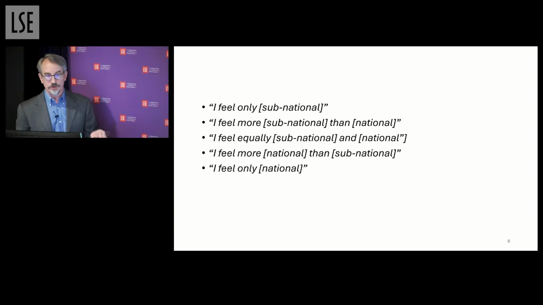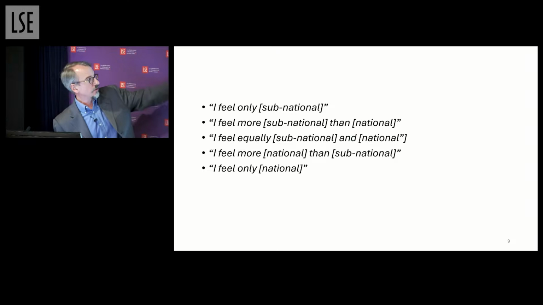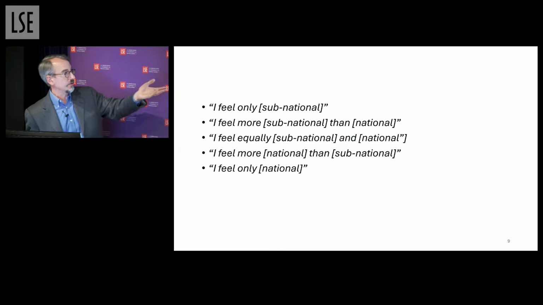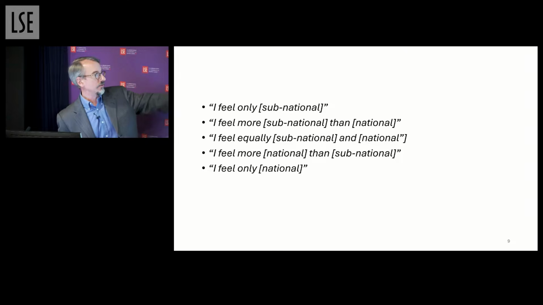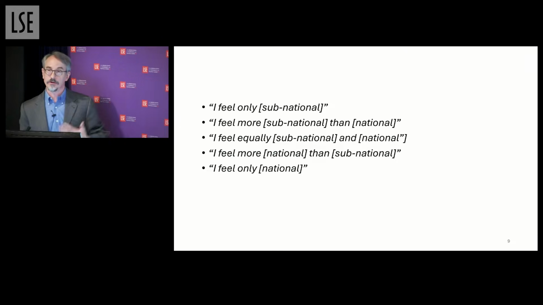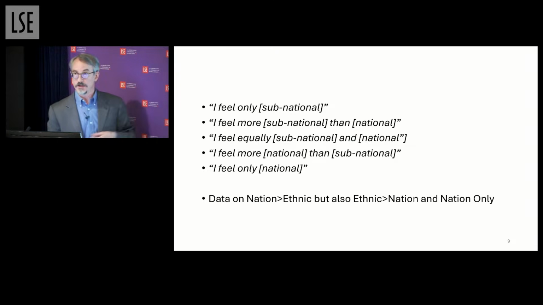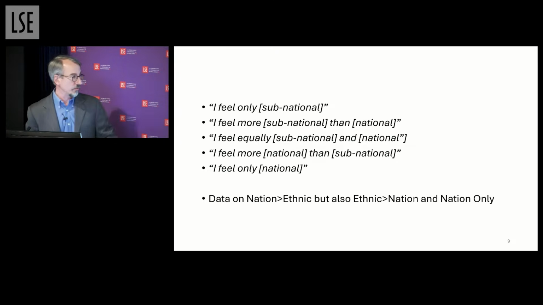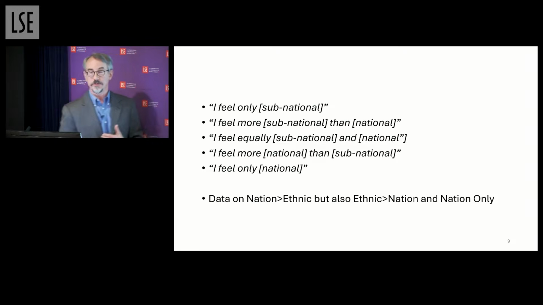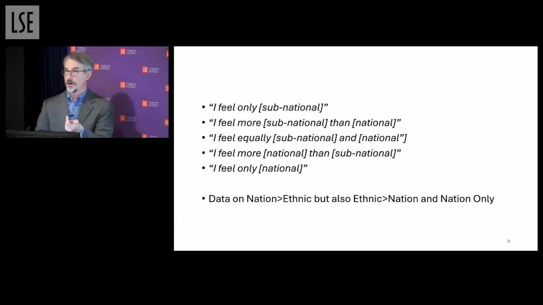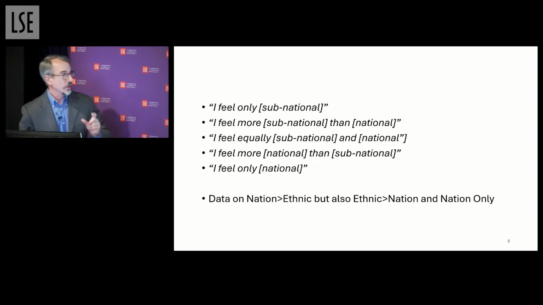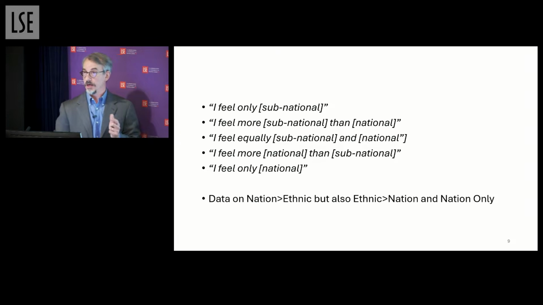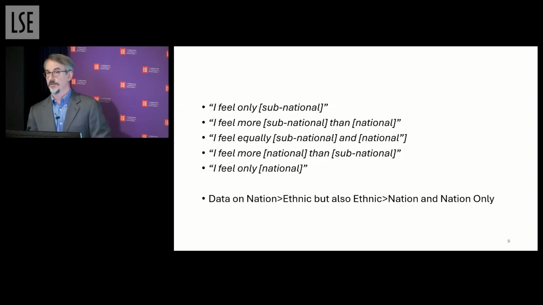This is an example of what the questions look like. Okay? So we have: I feel only subnational, more subnational than national, equally subnational and national, or more national than subnational, and only national. Right? 5 different categories. And what's interesting is we can also vary how we measure this as an outcome or dependent variable. We can say, okay, you're more national than ethnic, or you flip it around and say I'm more ethnic than national. And you can also just focus on the national identity part, just this last fifth answer that you can give.